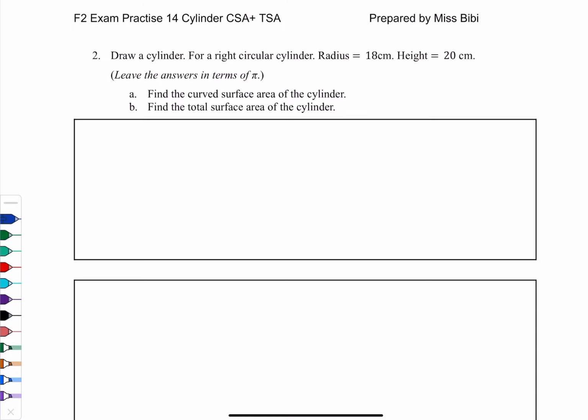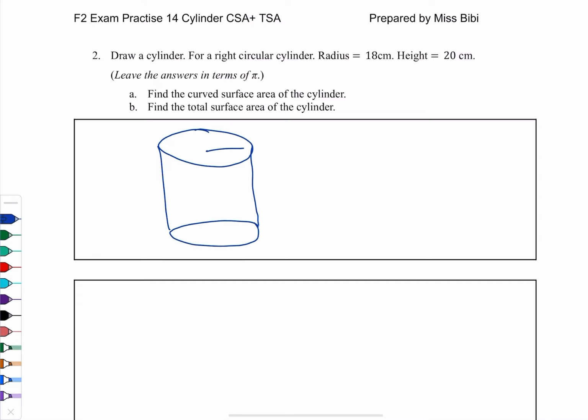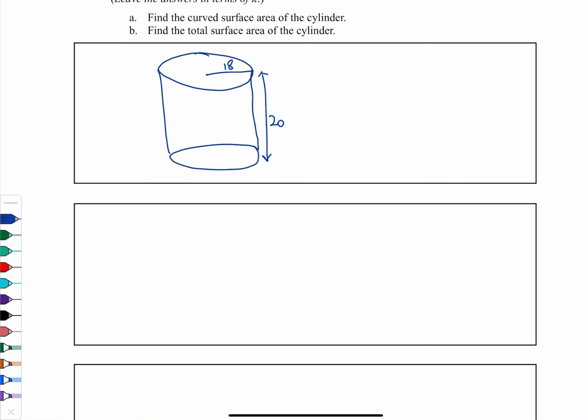So you draw a cylinder. Now my drawing won't be so pretty, of course. So radius is 18, height is 20. So what will be my CSA? Don't write CSA in exam. Write the whole thing.